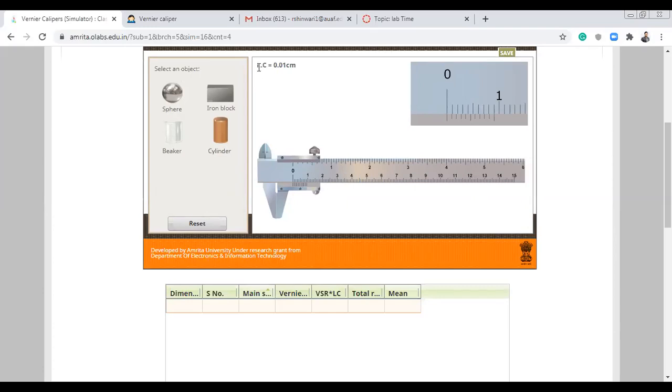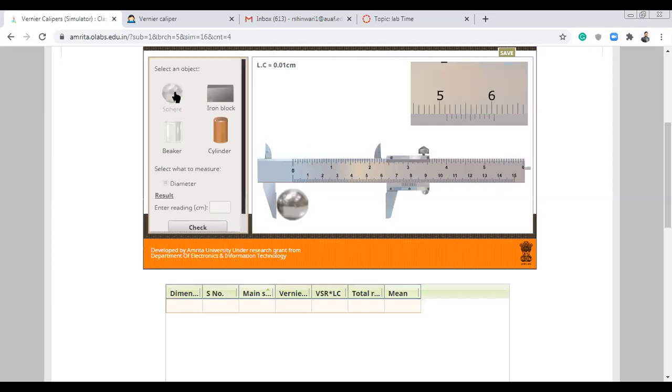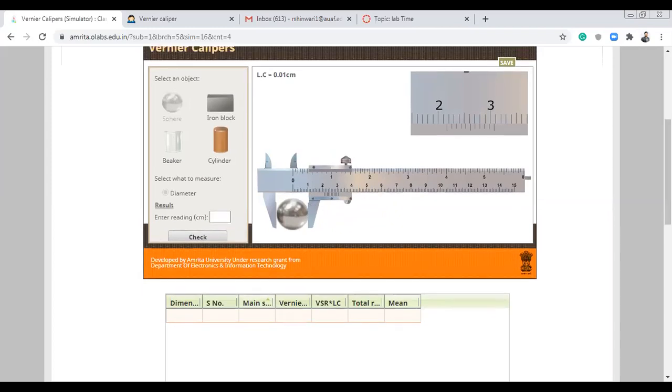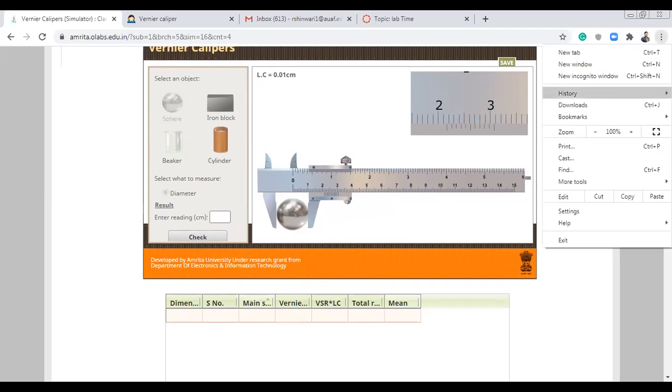Okay, least count is given. Least count is equal to 0.01 centimeter. Let's suppose I want to start to find the radius or diameter of a sphere body, for example this sphere. So you can place the sphere inside the jaws. Clear? Okay. Let me zoom this one.